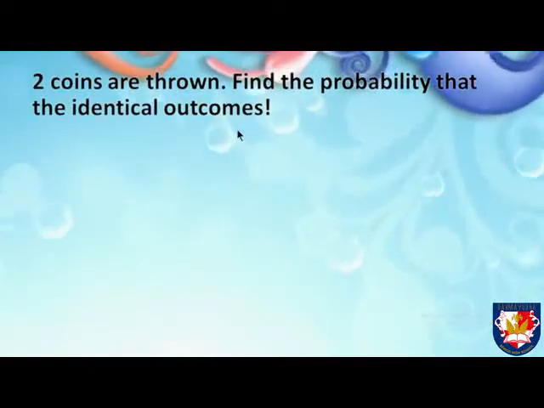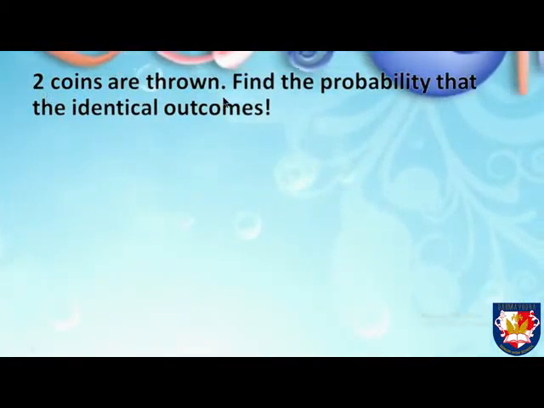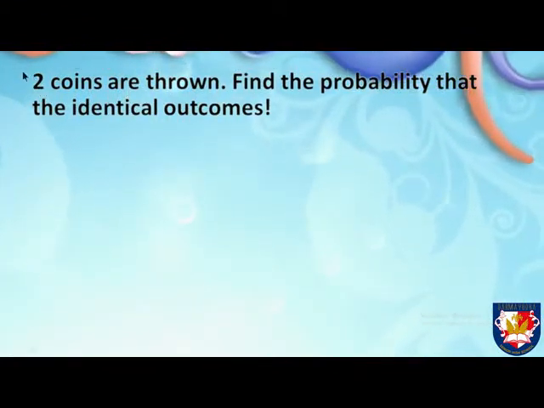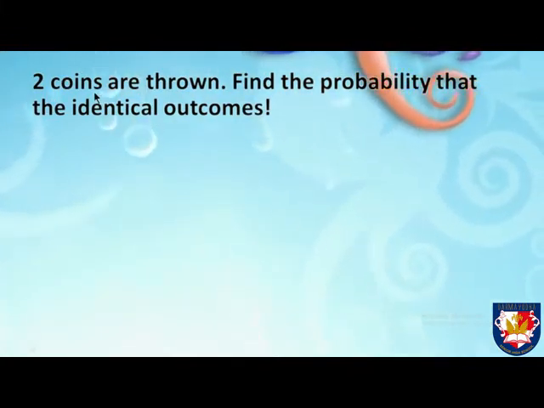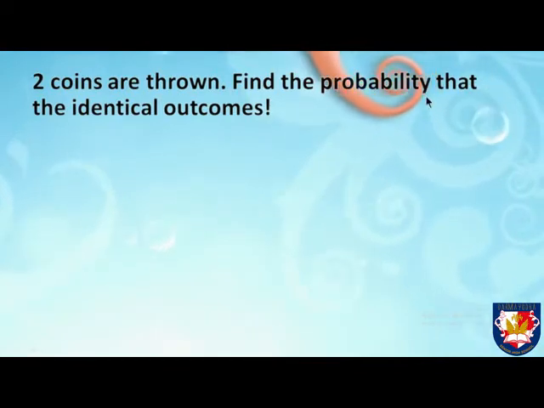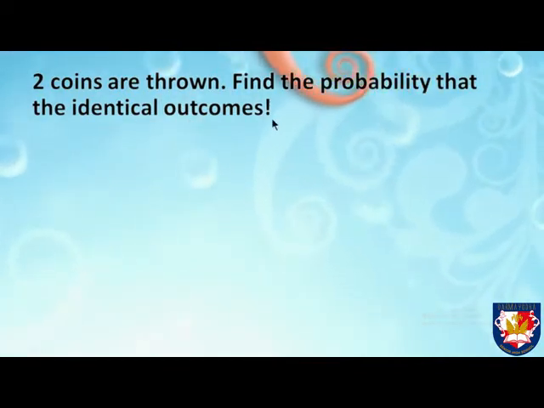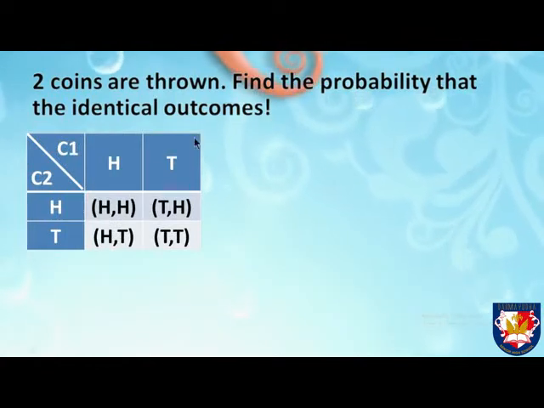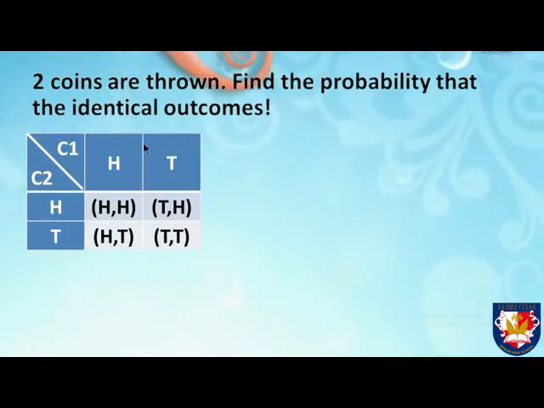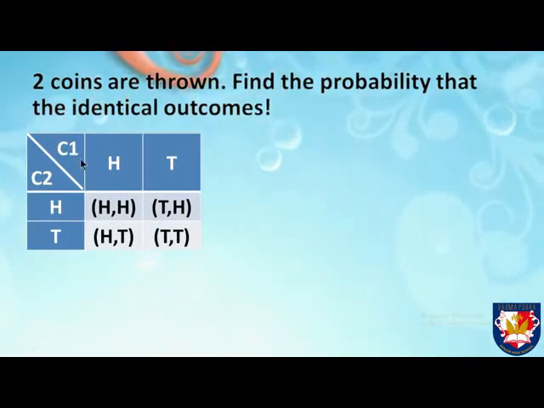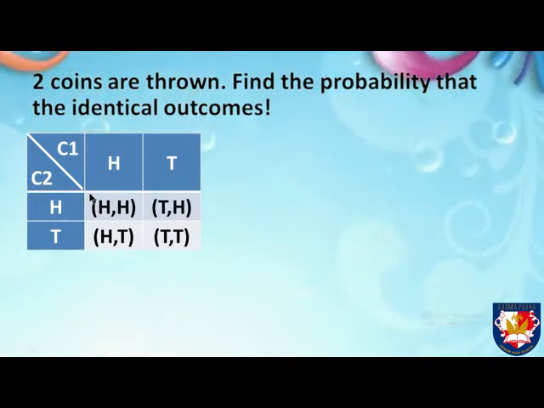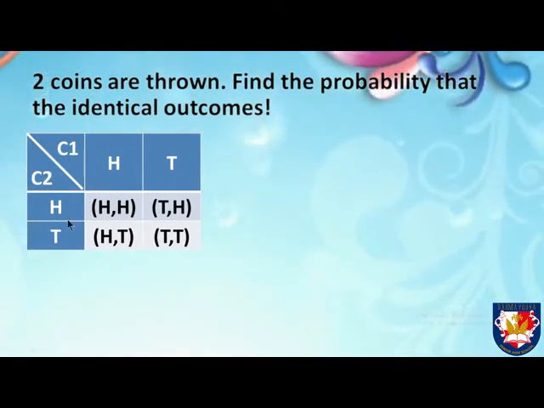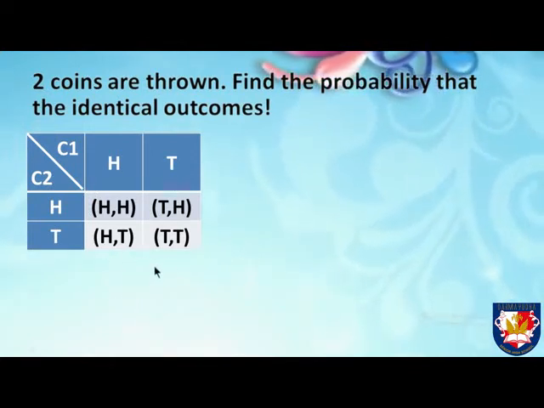Next example. 2 coins are thrown. Remember, involving 2 coins means 2 processes. We need a probability diagram. Find the probability of identical outcomes. First, we have to make the probability diagram. So let's say this is the outcomes for the first coin, and this is the outcomes for the second coin. If we join them all together, we get 4 total outcomes.